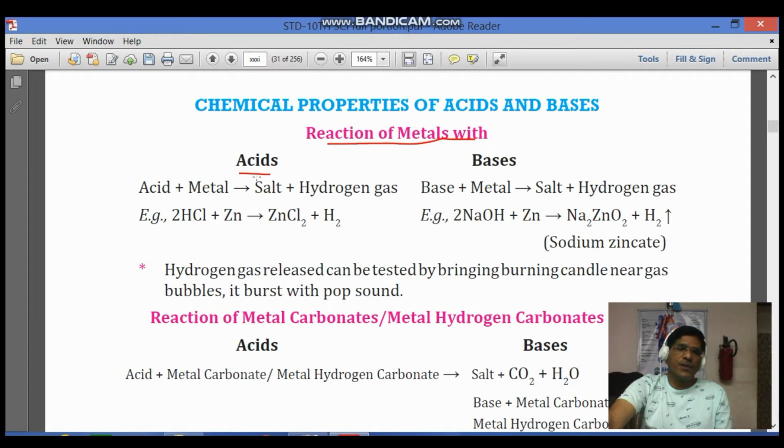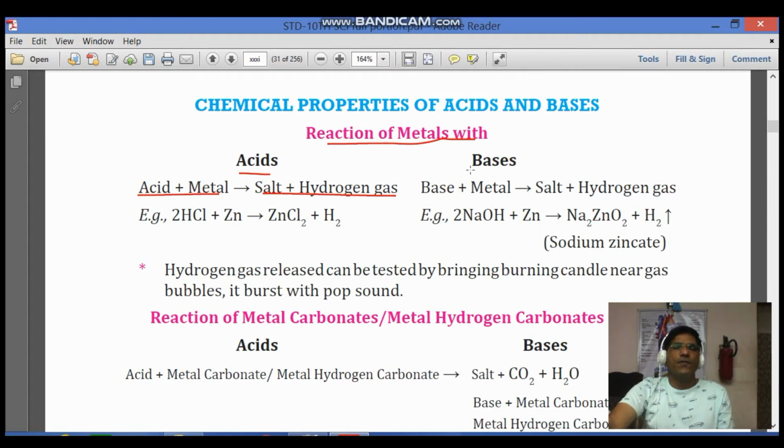When we react an acid with a metal, what happens? When an acid reacts with a metal, it gives salt and hydrogen gas. One example is 2HCl plus Zn gives ZnCl2 plus H2. This is the reaction of acid with metal. Here Zn is the metal, but in our text there are more examples related to it.